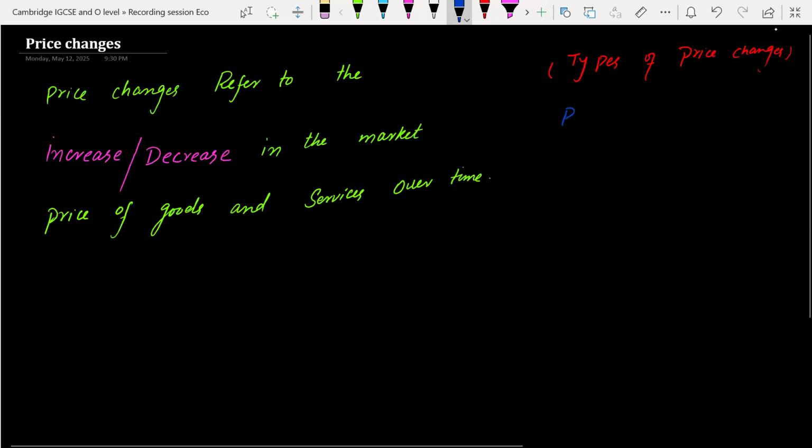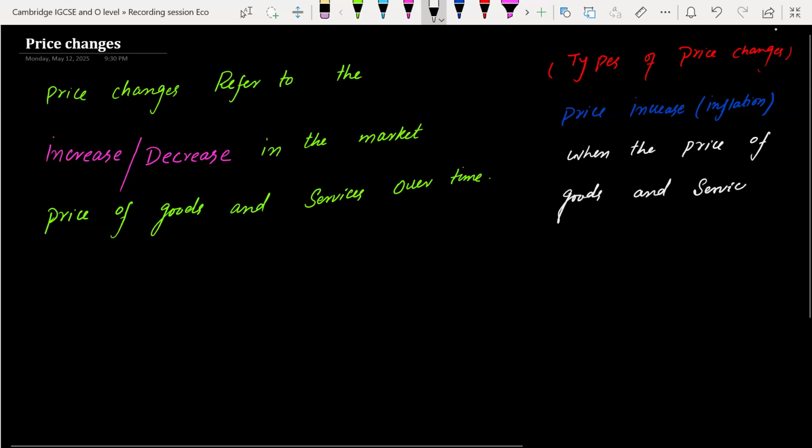The first one is price increase, or inflation. That means when the price of goods and services rises, it often rises due to higher demand or lower supply.